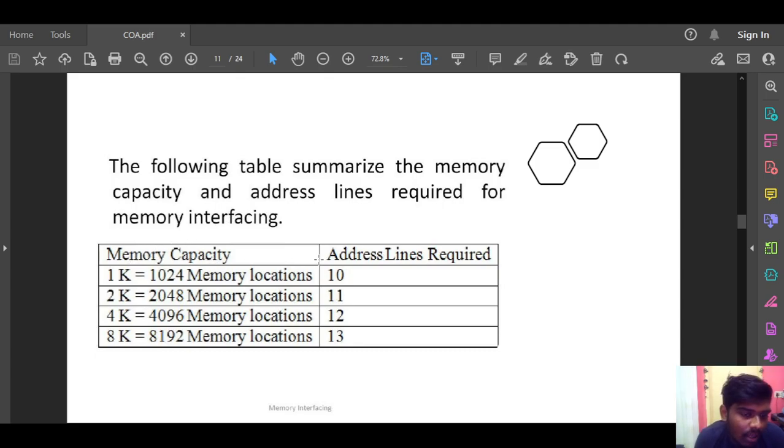Memory capacity and address lines required. 1K is equal to 1024 memory locations, and 2K is 2048 memory locations, where 11 address lines are required. 4K is equal to 4096 memory locations, where 12 address lines are required, and 8K is 8192 memory locations, where 13 address lines are required.